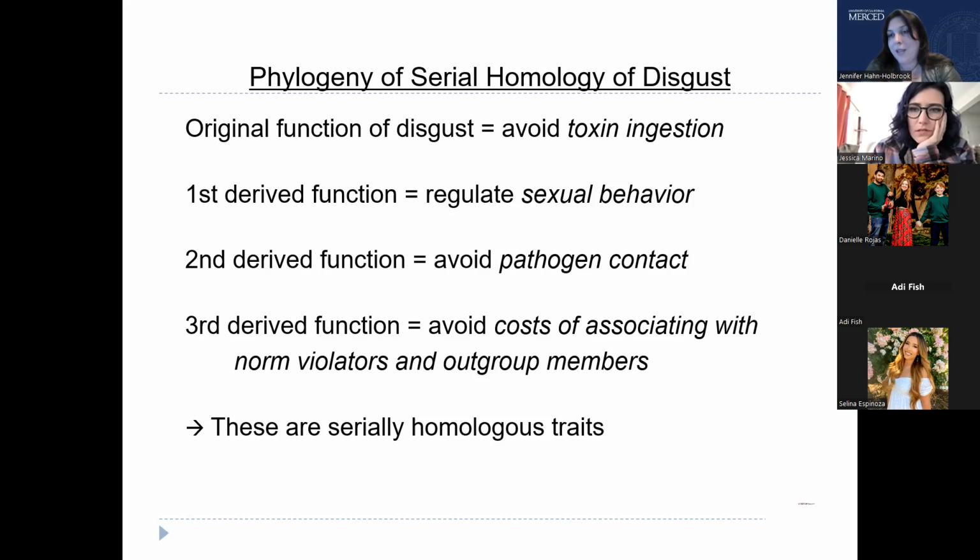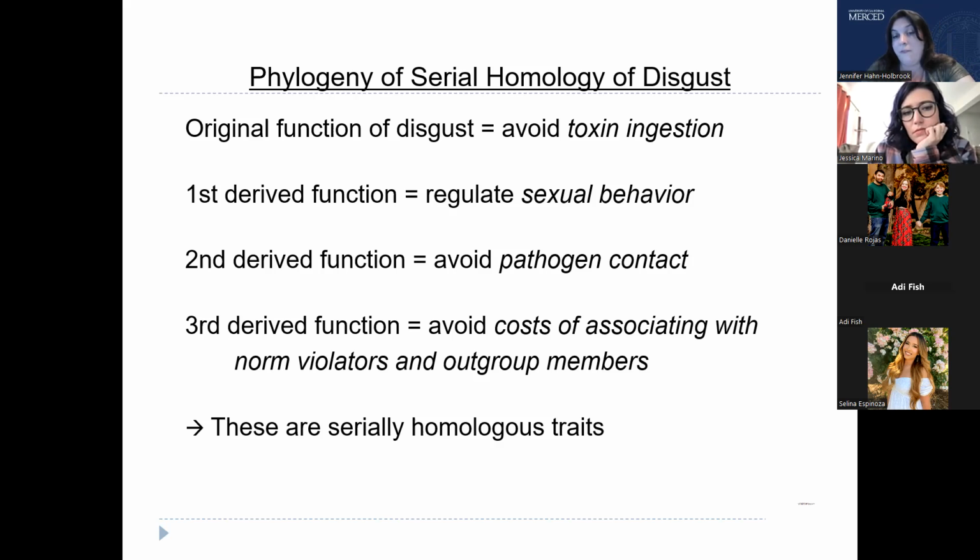So cues of sexiness often are cues of, I've got a low pathogen load. I'm less likely to give you a virus if we did mate. So that's the first derived function. After that, because it was helping to avoid pathogens, sexual pathogens, it then got co-opted to avoid pathogens in general.